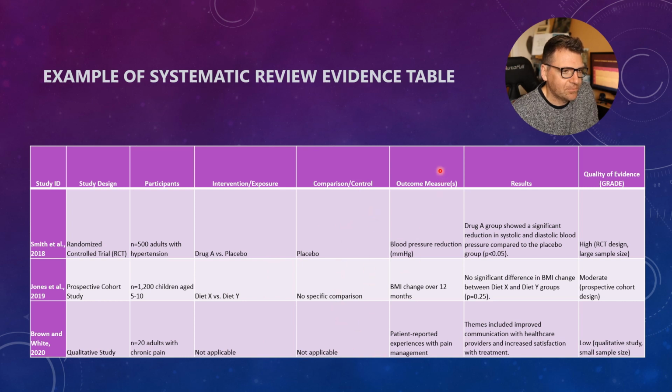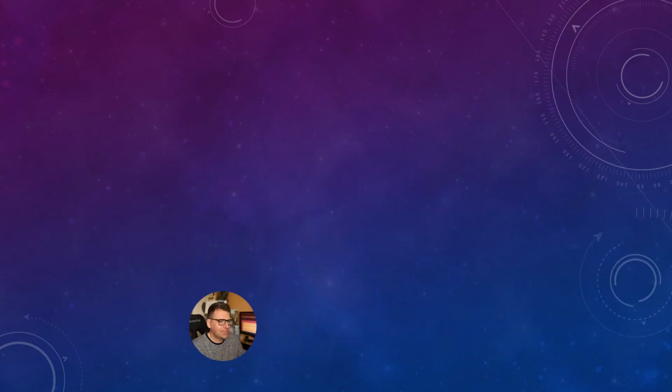Comparison column, outcome measured, BMI change over 12 months, patient reported experiences with pain management, blood pressure reduction, and then you mention the results here, and then the quality of them. So they were going back to the GRADE thing again, okay? So low, qualitative study, small sample size. Moderate, prospective cohort design. High, RCT design, large sample size. Okay, so that's the sort of stuff you'd expect to see in an evidence table.